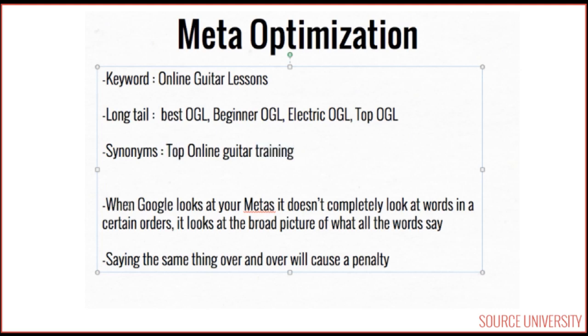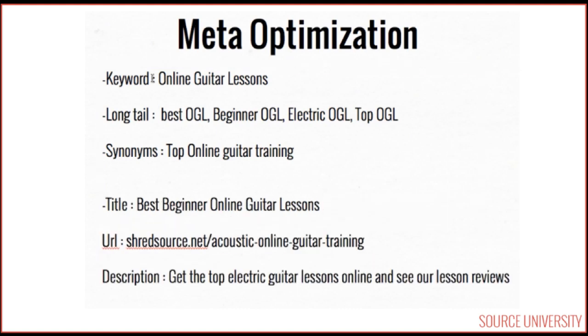Now when Google looks at your metas, it doesn't completely look at the words in a certain order. It looks at the broad picture of what all the words say. It paints a picture. You're going to find a lot with our linking, and then with our optimization of our pages, Google really looks at the broad picture of it. What does the page say about everything that's going on? And if you're saying the same thing over and over, it's going to cause a penalty due to over-optimization straight up. Now let's say my keyword is online guitar lessons, and we have all that same data from before.